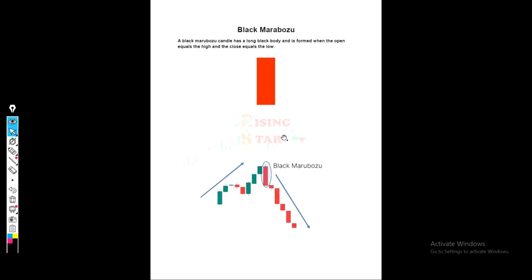Next one is the black Marubozu candle. Like the bullish Marubozu, we have a bearish Marubozu that we can also call a black Marubozu candle. The black Marubozu should not have any wicks on either side. It should have the complete body, and this is also called a trend reversal if we find it at the resistance level.